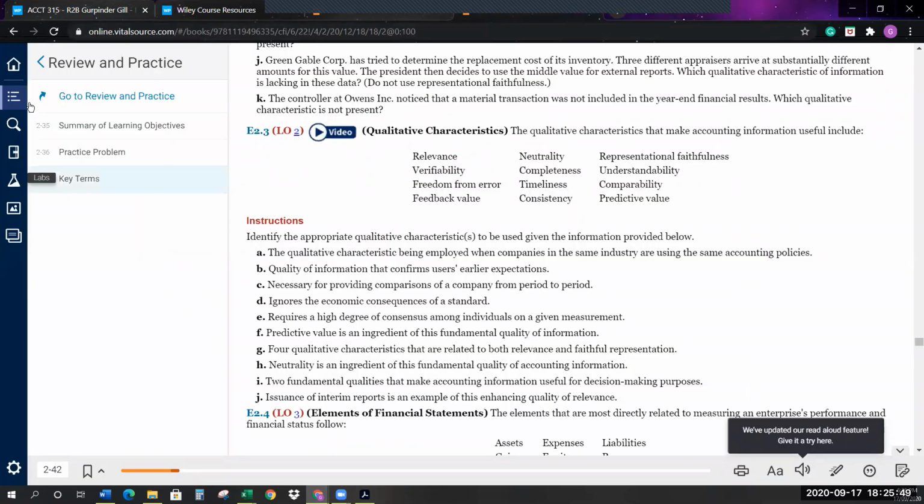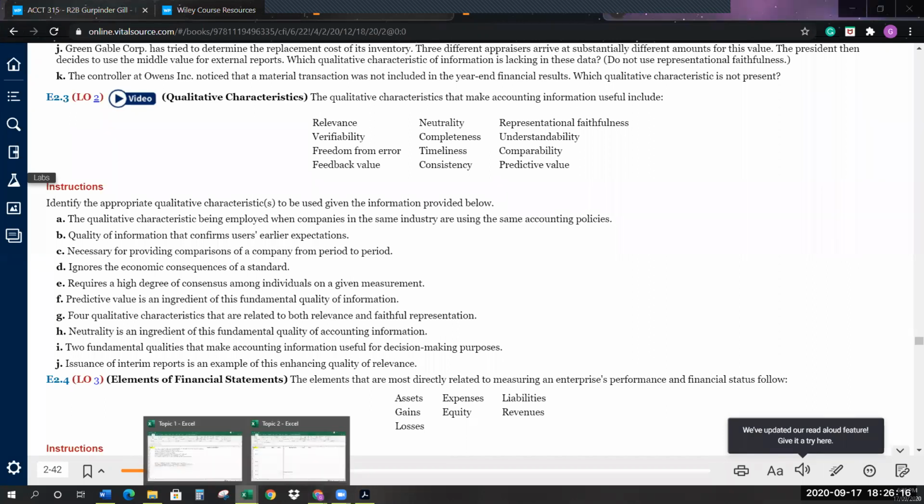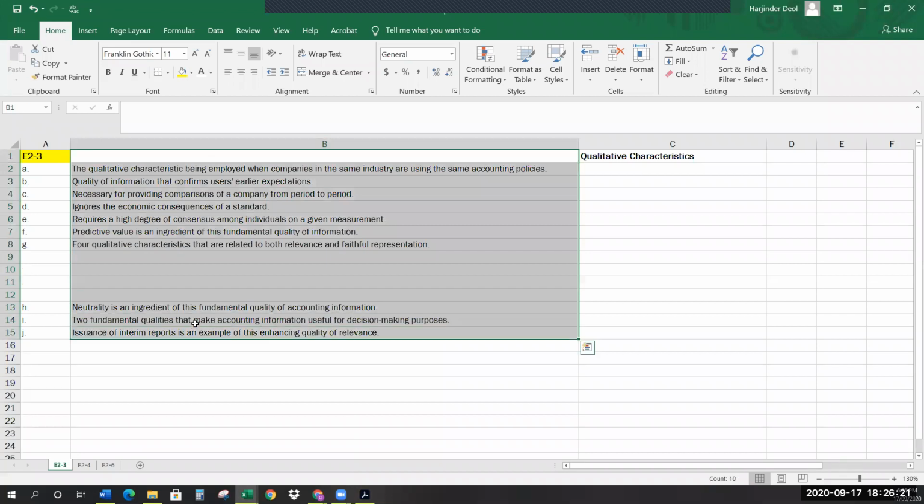Okay, so this is the first example we are looking at, E2-3. We are looking at a bunch of qualitative characteristics here. They have given us relevance, verifiability, freedom from error. There are a whole lot of those, about 12 of them stated. Under the instructions, identify the appropriate qualitative characteristics to be used given the information provided below. To make it easy, I have brought the same information here. I haven't created anything.